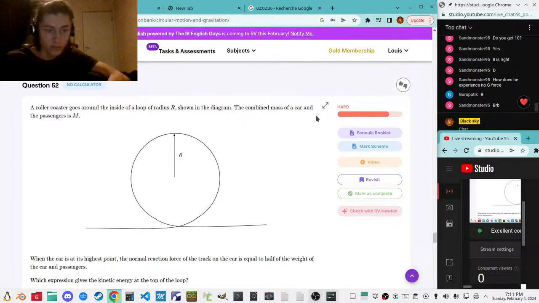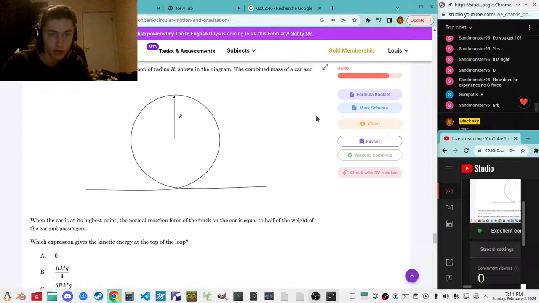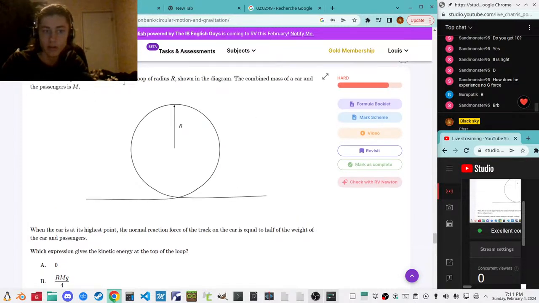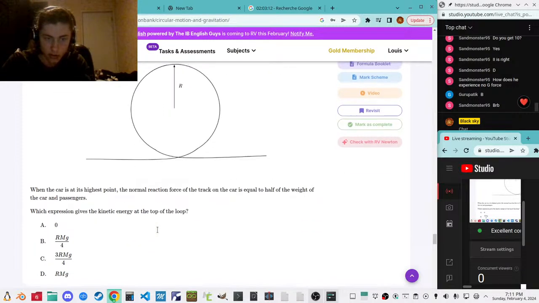So, first of all, oh yeah, we were doing the roller coaster. A roller coaster goes around the inside of a loop of radius r, shown in the diagram. The combined mass of the car and the passenger is m. When the car is at its highest point, the normal reaction of the track on the car is equal to half of the weight of the car and the passengers. Which expression gives the kinetic energy at the top of the loop?